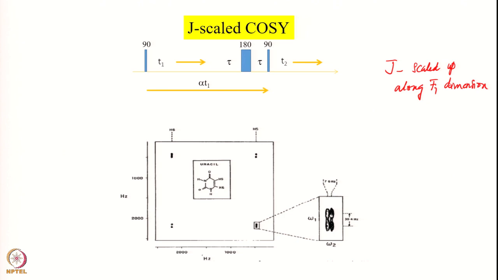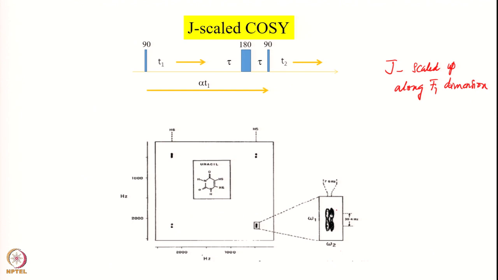Initially, look at the spectrum of a simple 2-spin system. This is uracil here. Uracil is a 2-spin system which has 2 protons, H5 and H6. So there is one diagonal peak and one cross peak. I notice here we have the fine structures in each one of these. The blow up of the cross peak is shown here along the omega 2 or the F2 dimension, the splitting is 7.6 hertz, that is a normal coupling constant. Coupling constant between H5 and H6 is 7.6 hertz.